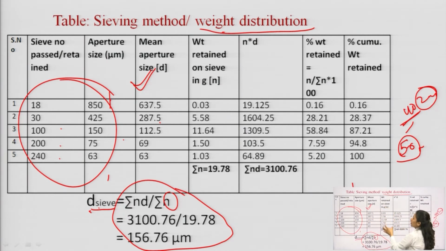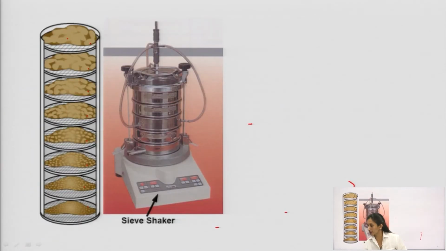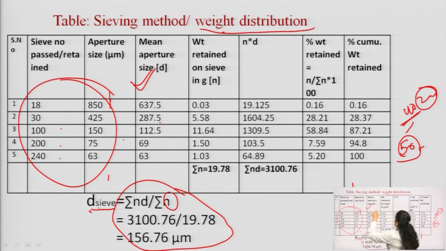Here, weight retained on each sieve. Where did you get this weight retained? You obtained this weight retained from the mechanical sieve shaker. Whatever sieves you used, you removed those sieves, and the weight retained on each sieve is this. Here you have selected the 5 sieves: 18, 30, 100, 200 and 240. Whatever amount of powder is retained on the 18 number sieve is this, for 30 this, 100 this, 200 this and 240 this. Total powder is 19.78.